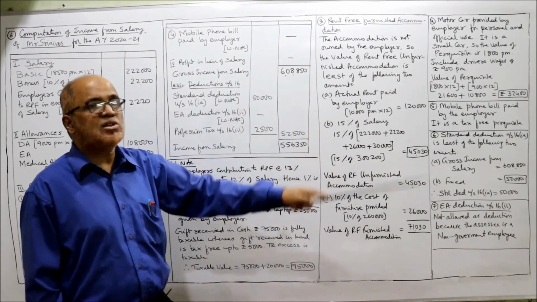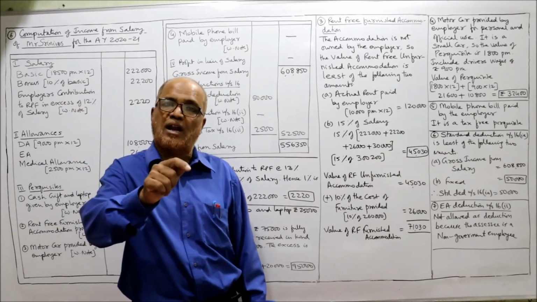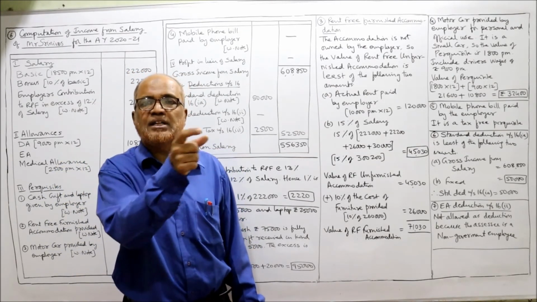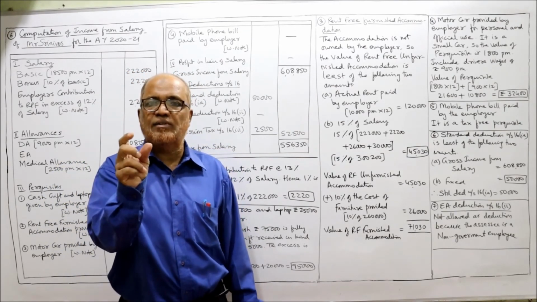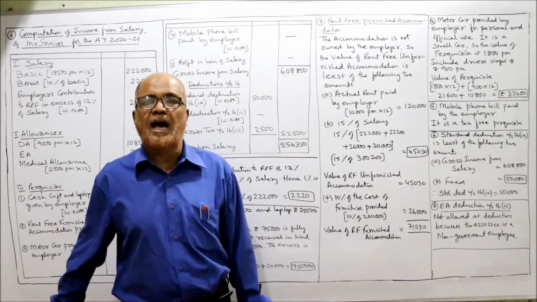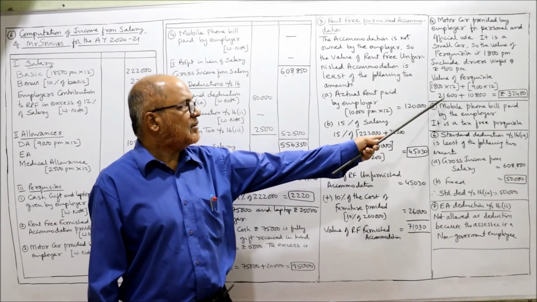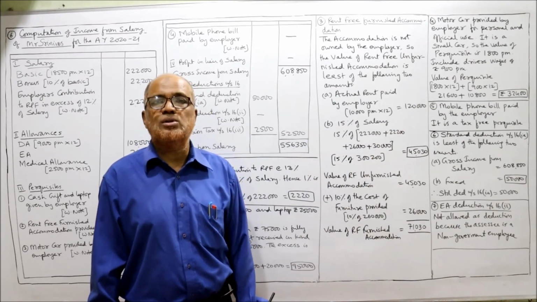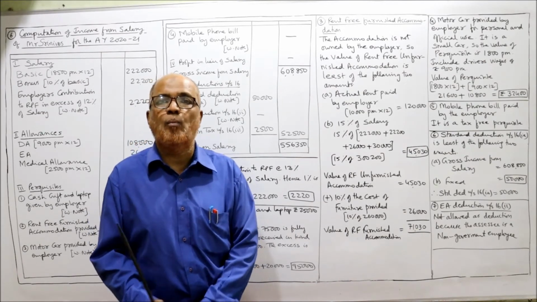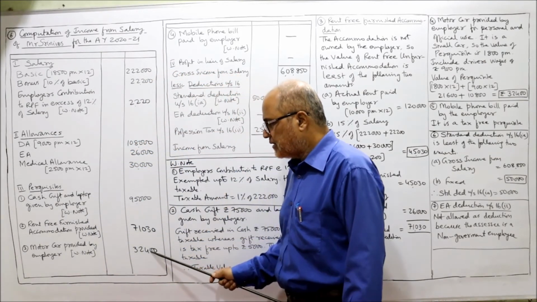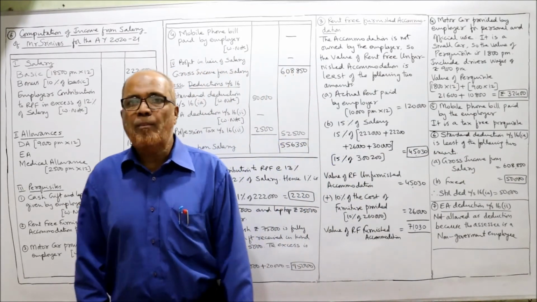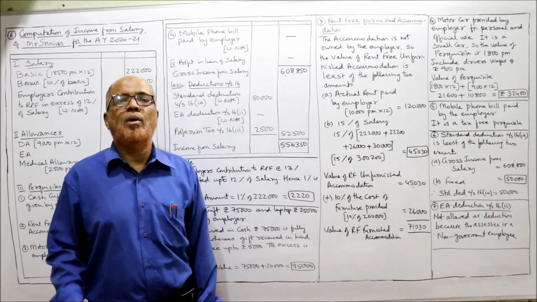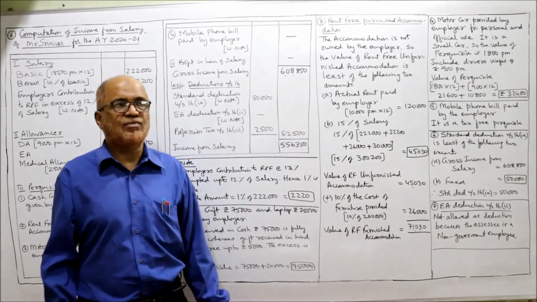Include driver's wages of rupees 900, because in the problem it is given driver is also provided. So driver wages is fixed at 900 rupees per month by the Income Tax Act. Income Tax Act has given this amount, 900 rupees should be added as driver's wages. So 1,800 into 12, 21,600 plus 10,800, 32,400 is the value of perquisite of motor car. Next one is mobile phone bill. Mobile phone bill paid by the employer. In the working note I have explained, mobile phone bill paid by the employer is a tax-free perquisite.